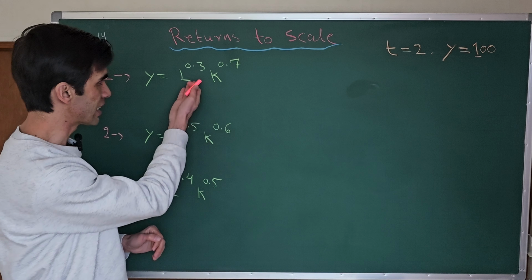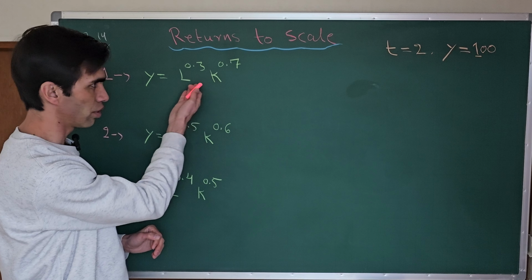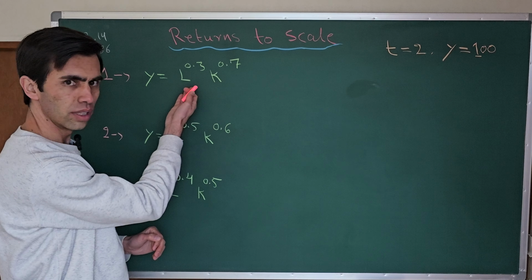So if we scale up all input bundles in these Cobb-Douglas production functions by a scale equal to 2, how much will our output level increase? We are going to find out whether, by scaling up by 2, we have constant returns to scale, increasing returns to scale, or decreasing returns to scale. So let's start solving the examples, starting from the first one.